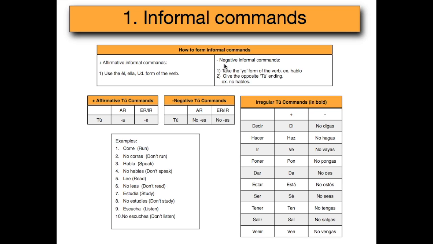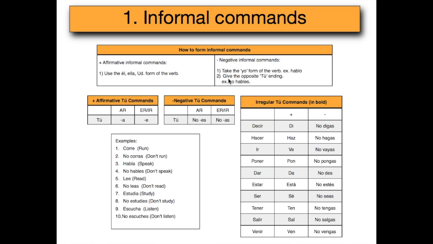So up here, it says negative informal commands. Step 1, take the yo form of the verb. For example, hablo. The reason that we do this first step is because of stem changing verbs. If I follow this step, I'll get the right form of the verb for stem changing verbs. So if the verb were volver, the yo form of that verb would be vuelvo. That vuelvo is the part that I need for the command.